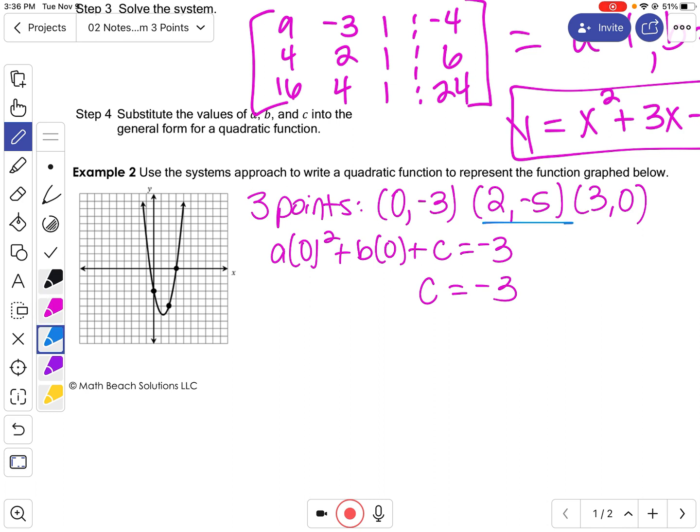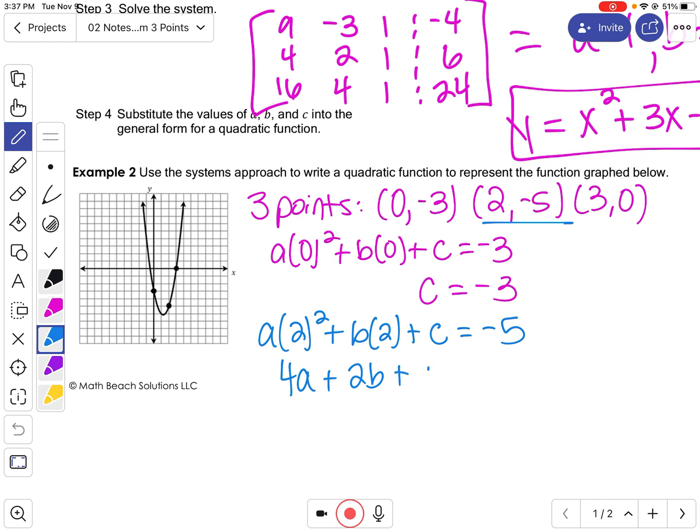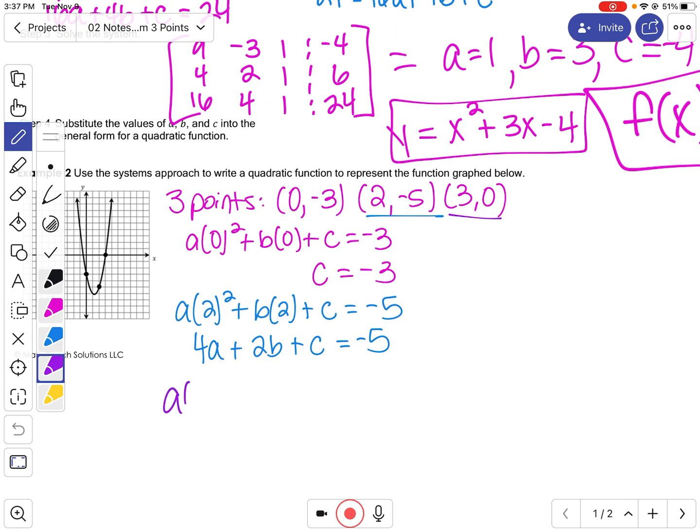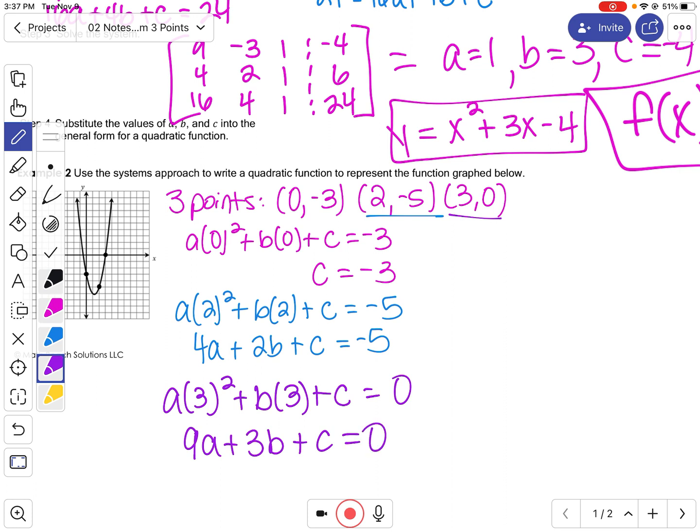Looking at my next point, I would have A times 2 squared plus B times 2 plus C equals -5. So that would be 4A plus 2B plus C equals -5. And then for my third equation, I would have A times 3 squared plus B times 3 plus C equals 0. So that would be 9A plus 3B plus C equals 0. So now here are my 3 equations right here.